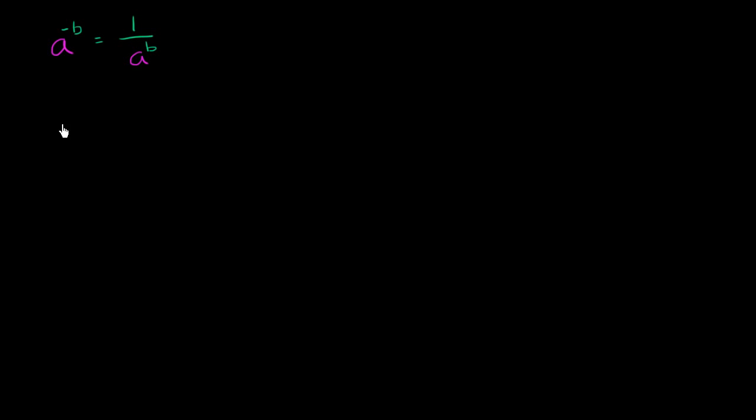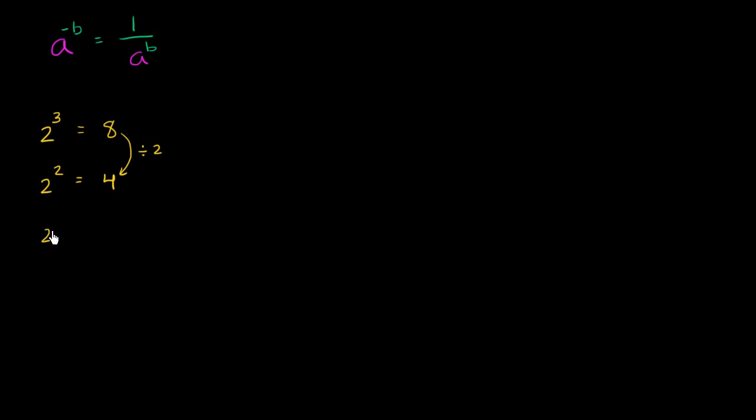So let's start with 2 to the third power. Well, 2 to the third power is 2 times 2 times 2, which of course is equal to 8. Now, what about 2 to the second power? Well, that's going to be 2 times 2, which is, of course, equal to 4. And to go from 2 to the third to 2 to the second power, what happened here? Well, we divided by 2.